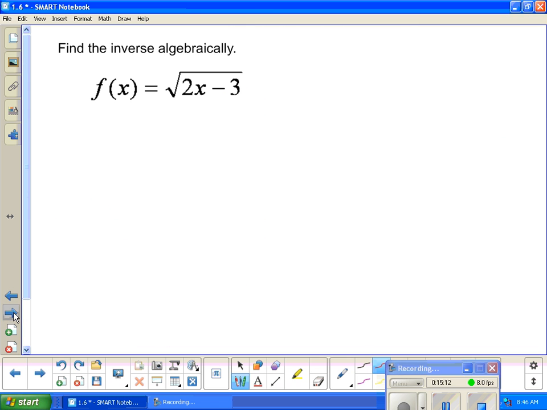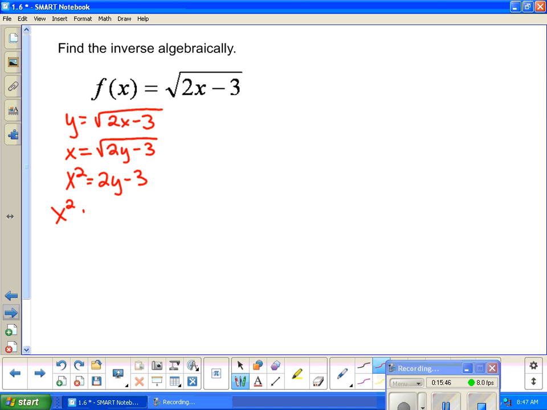Last problem. Okay. Find the inverse algebraically. Well, this function, we can go ahead and find it algebraically, and then we'll talk about the domain restriction. So step one, rewrite. Switch. And solve. So I'm going to square both sides to undo the square root. Add 3. Divide by 2. And then rewrite.